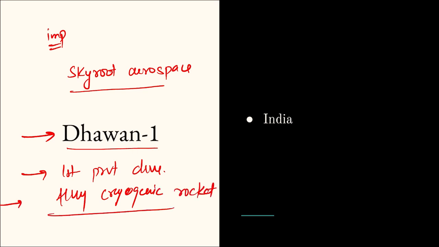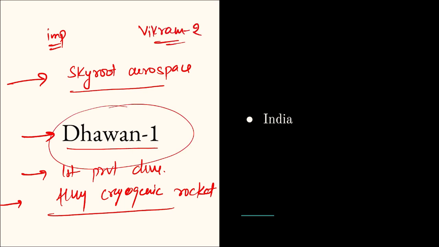The first privately developed fully cryogenic rocket engine, the Dhawan-1, was developed by Skyroot Aerospace, a space technology startup based in Hyderabad. This will power the upper stage of the upcoming Vikram 2 mission. Mark this also, that the Dhawan-1, the cryogenic rocket engine, will be used in Vikram 2. Then the Dhawan-1 is named after a very renowned Indian rocket scientist, Satish Dhawan sir.